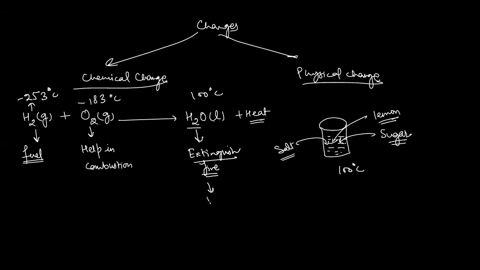Fixed formula means if you take water from anywhere in the world, whether sea water, pond water, or from your RO, it will have the uniform formula H2O. Even if water is found on Mars or some other planet, it will have the same formula. Otherwise, it will not be considered water. But do you think this lemonade is going to have some specific formula?